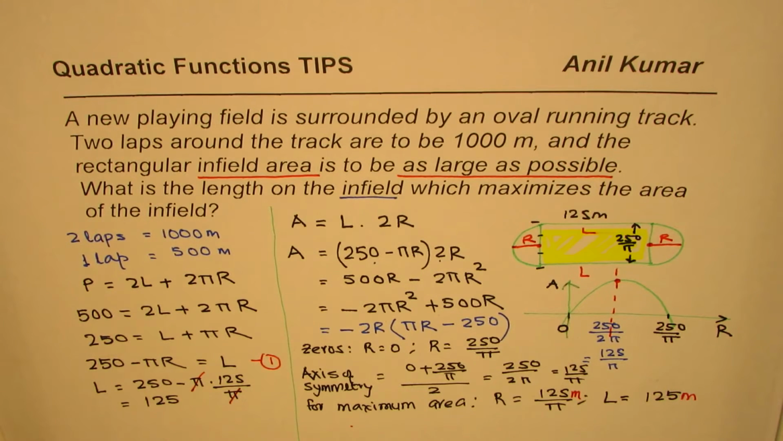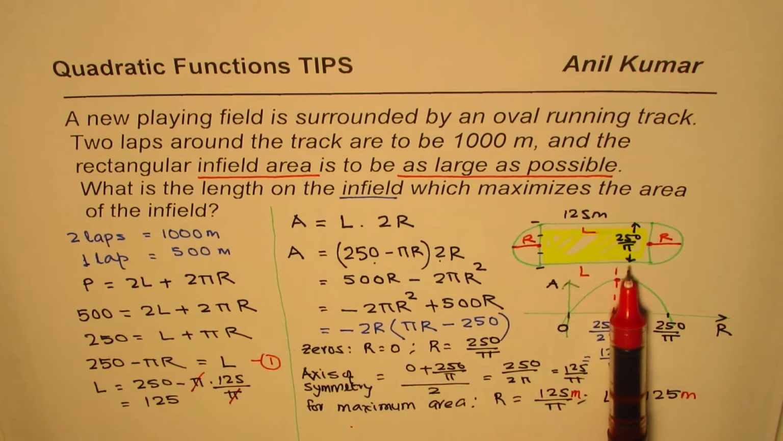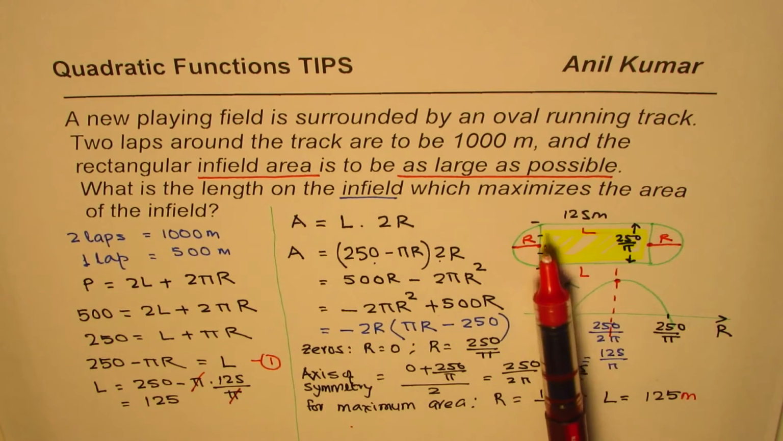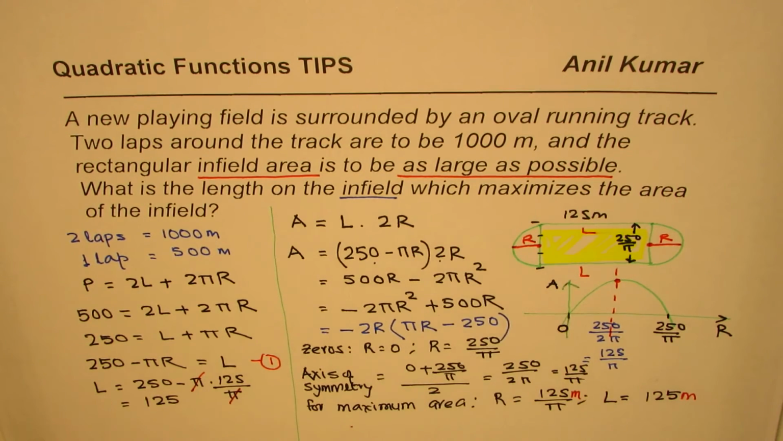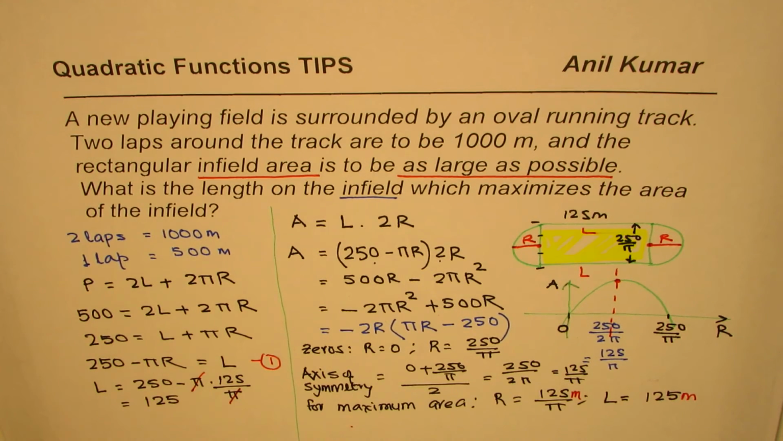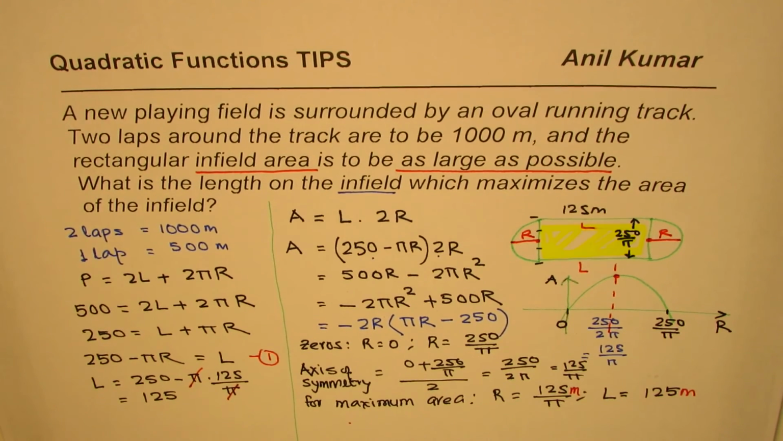I'd like you to go through this. The important thing here is we are only considering the area of the infield. If you actually write the area of the infield plus the circle, then you'll get a different result altogether, since a circle will form the maximum area for a given perimeter. So that's kind of important to understand. We are actually concentrating on the infield, and that makes this question very typical.